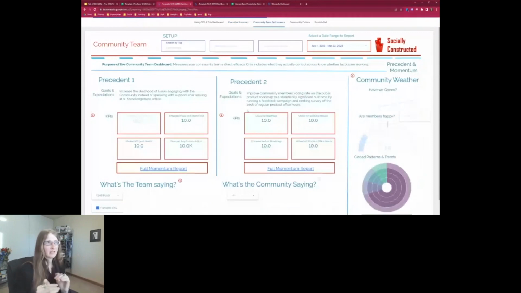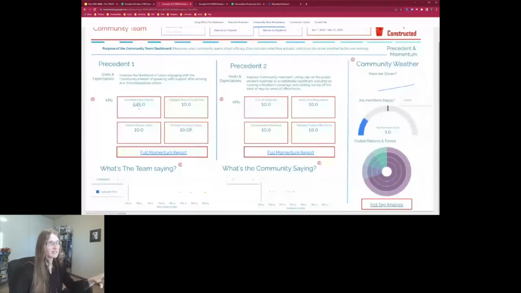Remember, precedent and momentum. This is just for the community team, right? This is the community team's dashboard. Does not need to be high and mighty. Tell us what's your goal. What do you expect? What objectives do you want to achieve for each precedent? And then give us 4 KPIs, just simple KPIs for how you're going to manage it. Now, crucially, these are dashboards, not reports.